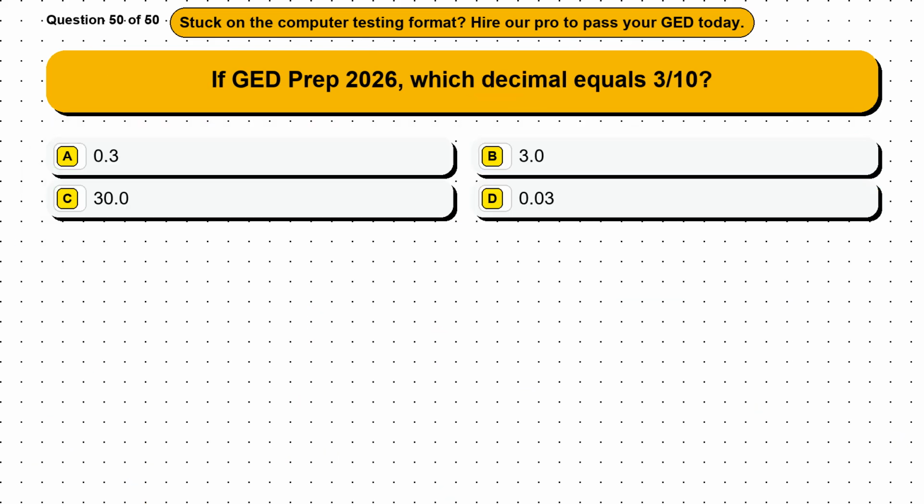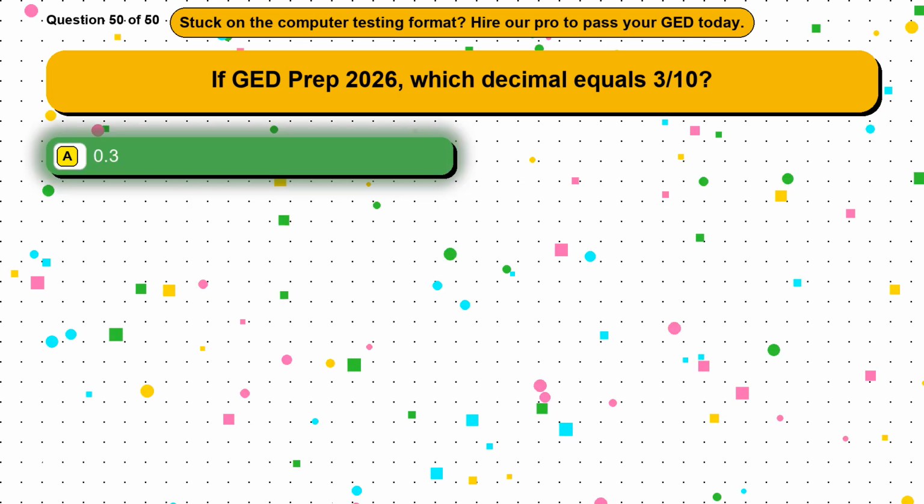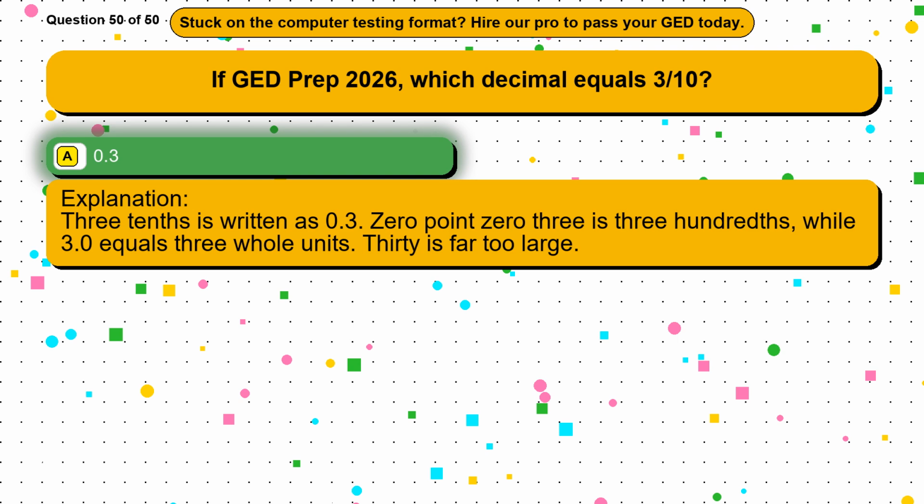Question 50. If GED Prep 2026, which decimal equals 3/10? Option A 0.3. Option B 3.0. Option C 30.0. Option D 0.03. The correct answer is option A, 0.3. 3/10 is written as 0.3. 0.03 is 3/100ths, while 3.0 equals 3 whole units. 30 is far too large.